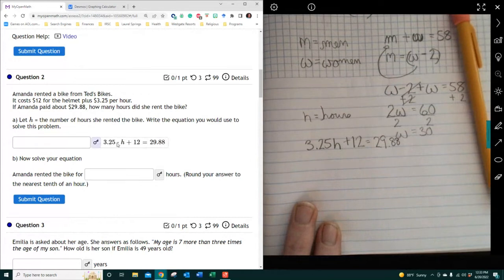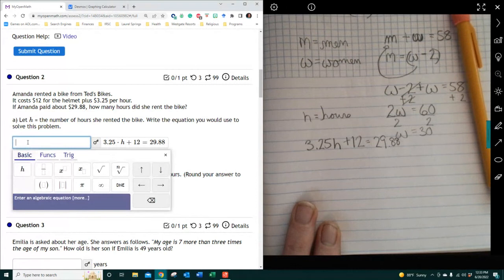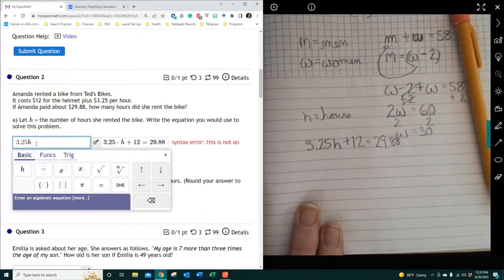So it is 3.25 times H. By the way, you can just put in 3.25H. You don't need to put in the times. It will understand that's what you meant. So that's all we have to do.